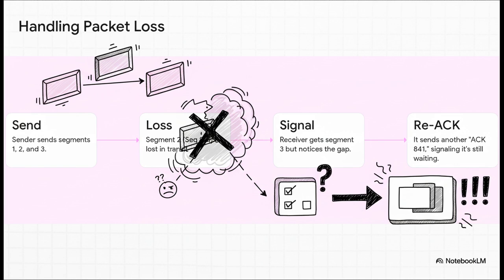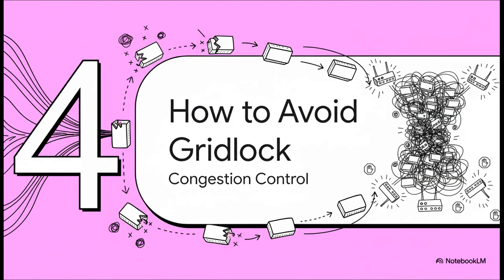It sends another ACK back to the sender, but it's a duplicate. It once again asks for packet 841. It's this really polite but firm way of saying, hey, I'm still missing this piece over here. You need to send it again. So TCP can handle lost packets, it can handle errors. It's amazing. But there's an even bigger problem it has to solve.